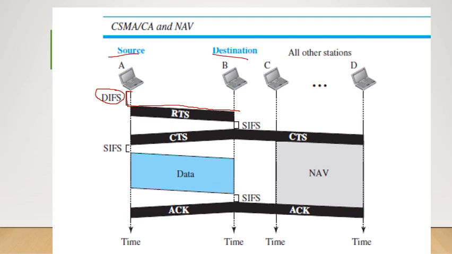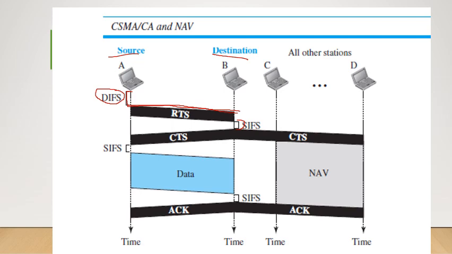Again, this is a space time diagram. The y-axis is the time, and the remaining thing, the full x-axis, is the space. So A has sent the RTS. So B, what will it do? It will wait for a SIFS. What is SIFS? Short interframe space.